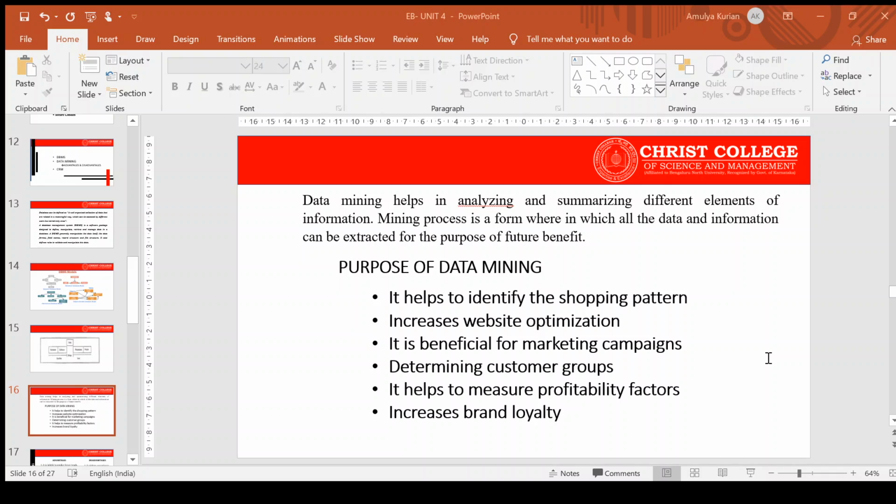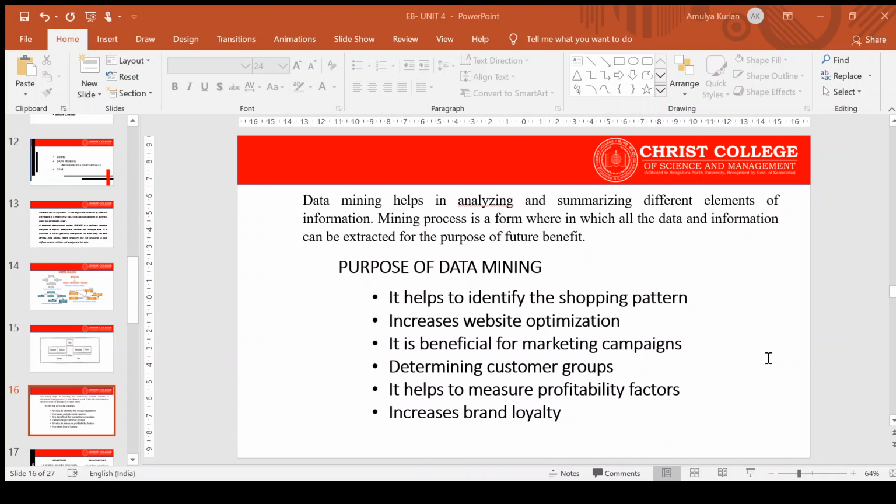And the next one is determining customer groups. It helps to provide the customer response for marketing campaign. It also provides informational help while determining the customer group. And the fifth point is it helps to measure profitability factors. Based on the response of the customers and the customer groups, it will help you to measure the factors which can make your business profitable.